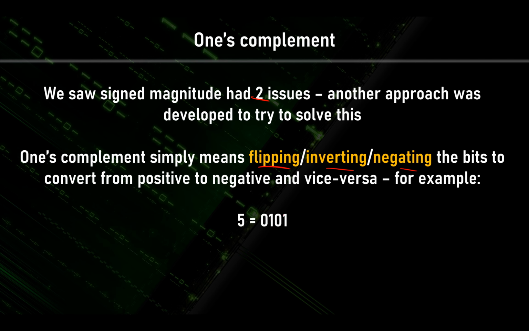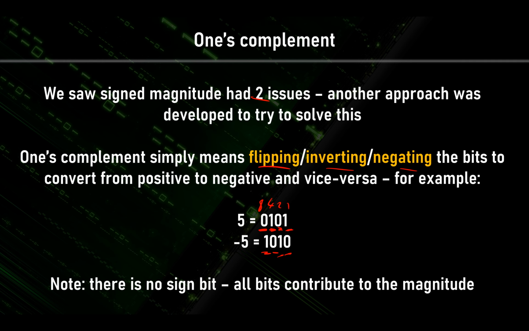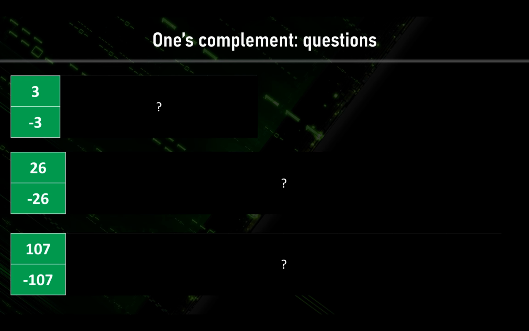So, for example, if 5 is going to be this, 8, 4, 2, 1, that's just a 4 and a 1, then we're just going to invert those. So negative 5: this 0 becomes a 1, this 1 becomes 0, 0 becomes a 1, and 1 becomes 0. So literally just flip the bits. Here there's actually no sign bit, and all bits contribute to the magnitude.